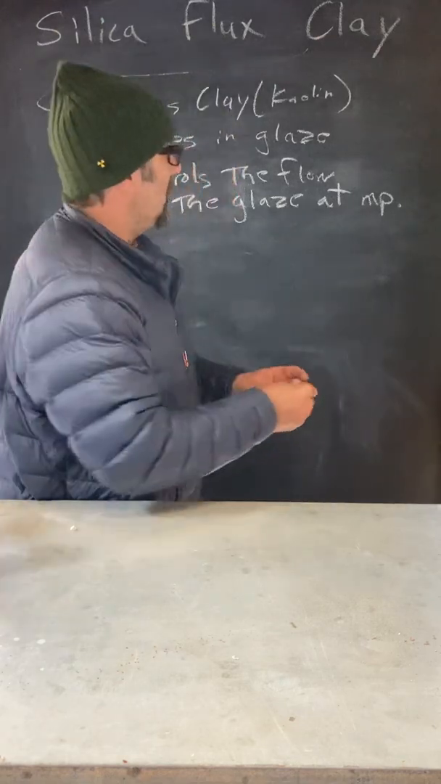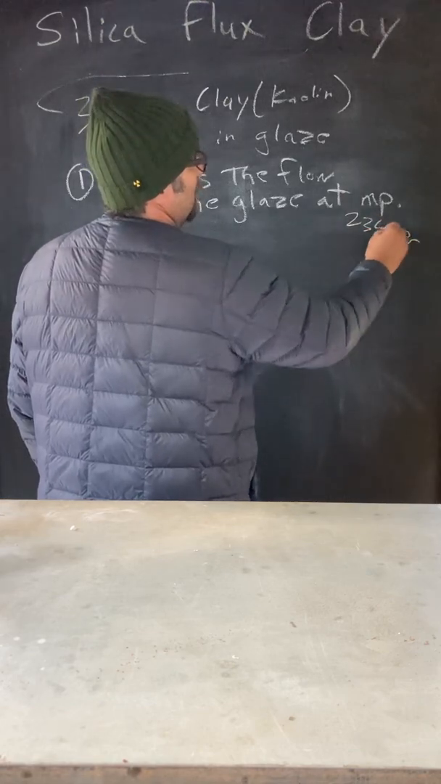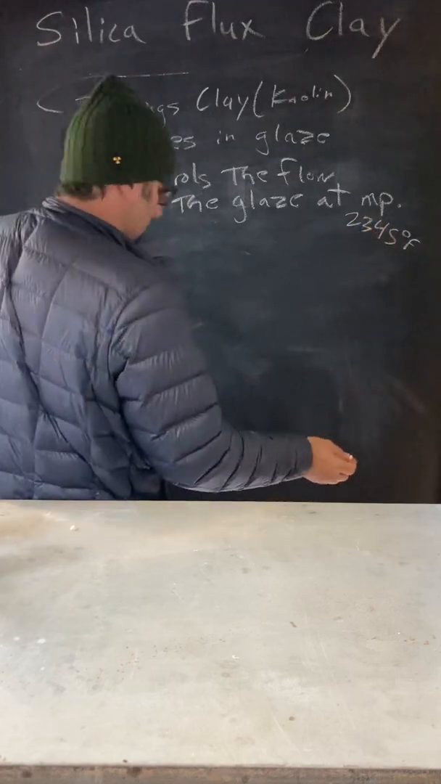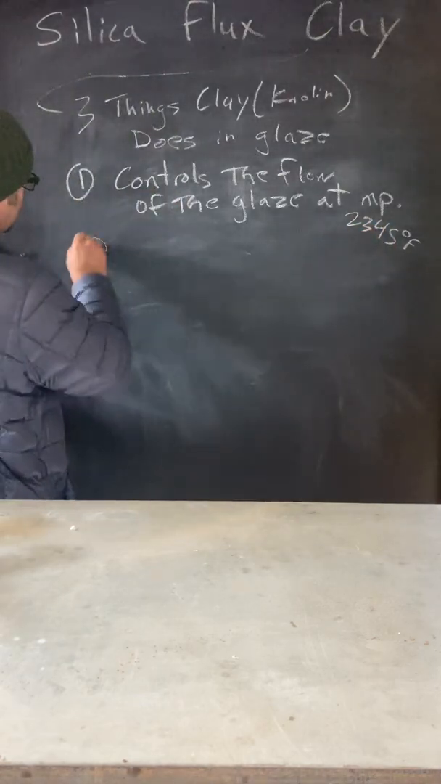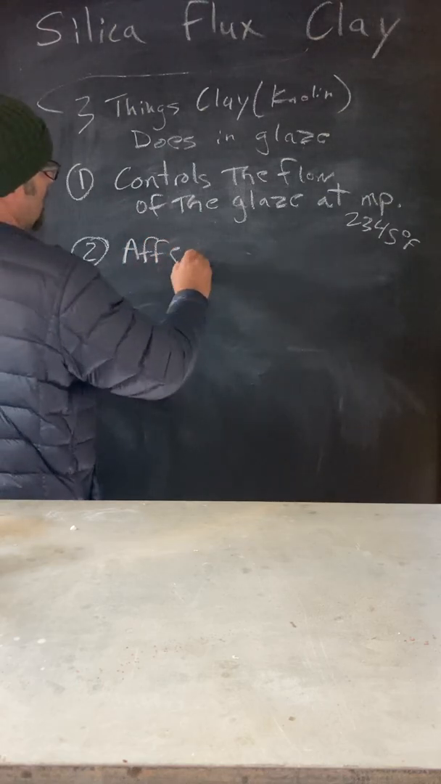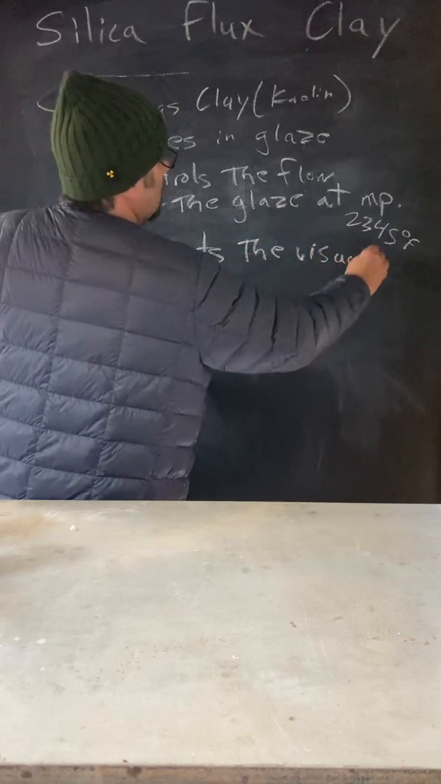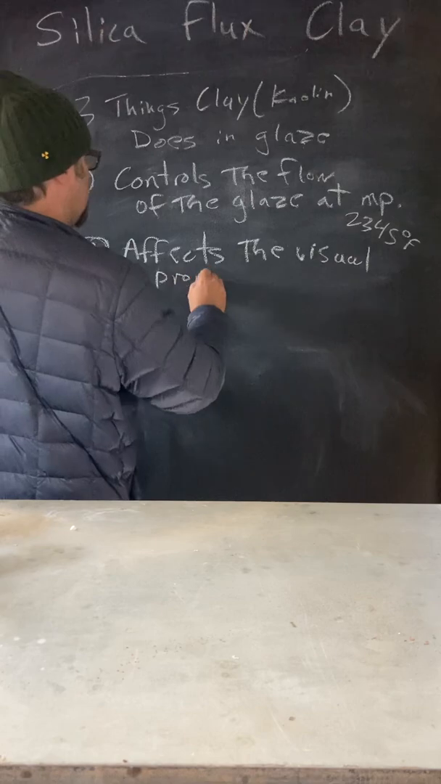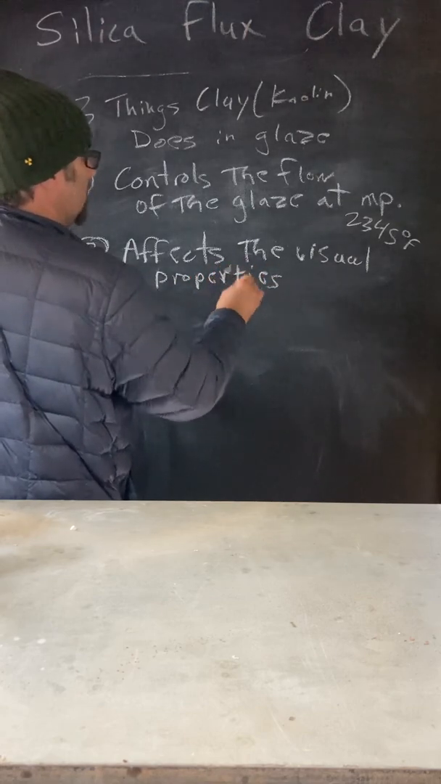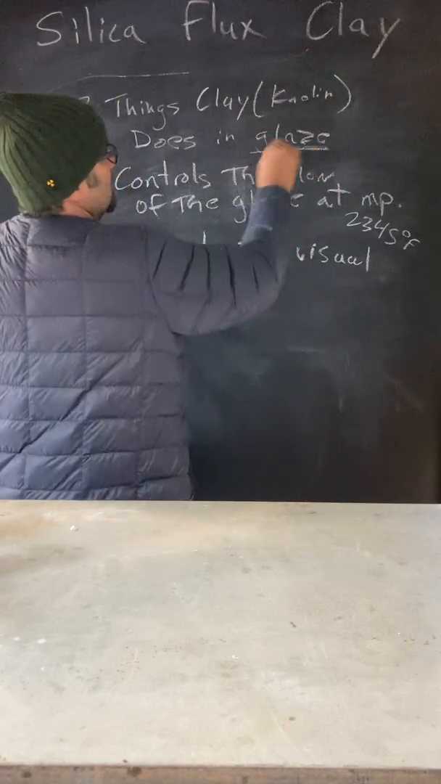Which in this case, when we're talking about these glazes, is 2,345 degrees Fahrenheit, right? We're talking about high fire glaze, and that's the melting point for high fire glaze. The second thing that kaolin does in a glaze is it affects the visual properties. All right, it affects the visual properties of the glassy substance that we call glaze, all right? Affects the visual properties of the glaze.